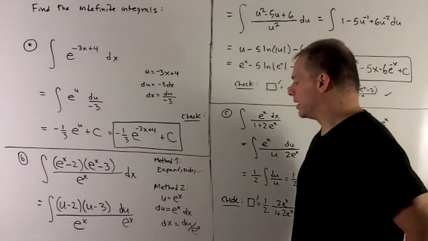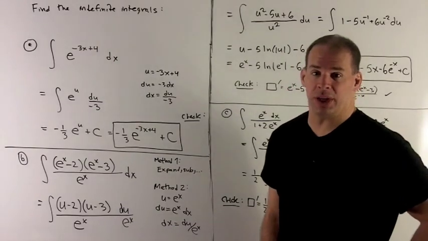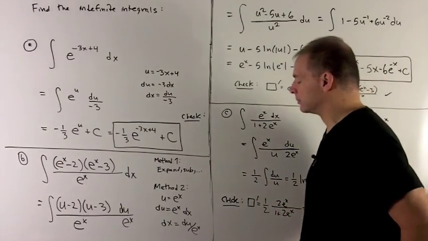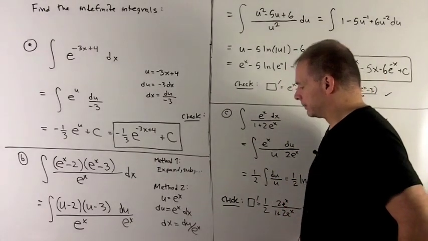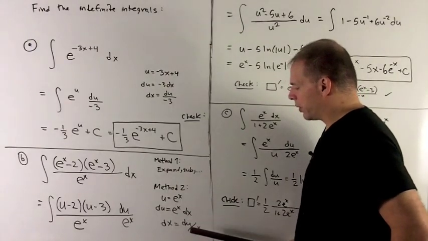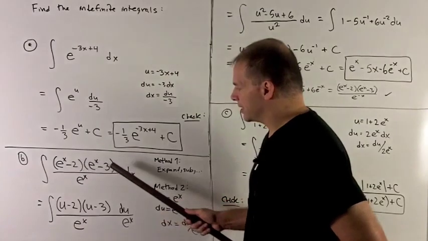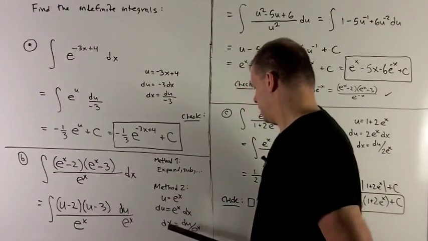What we could do instead is, I want to call u equal to e to the x and just substitute in right away, and then we could just work with polynomials and forget about e to the x. So du equals e to the x dx. dx is equal to du over e to the x. So I'm going to substitute in for the ones in top. I have u minus 2, u minus 3.